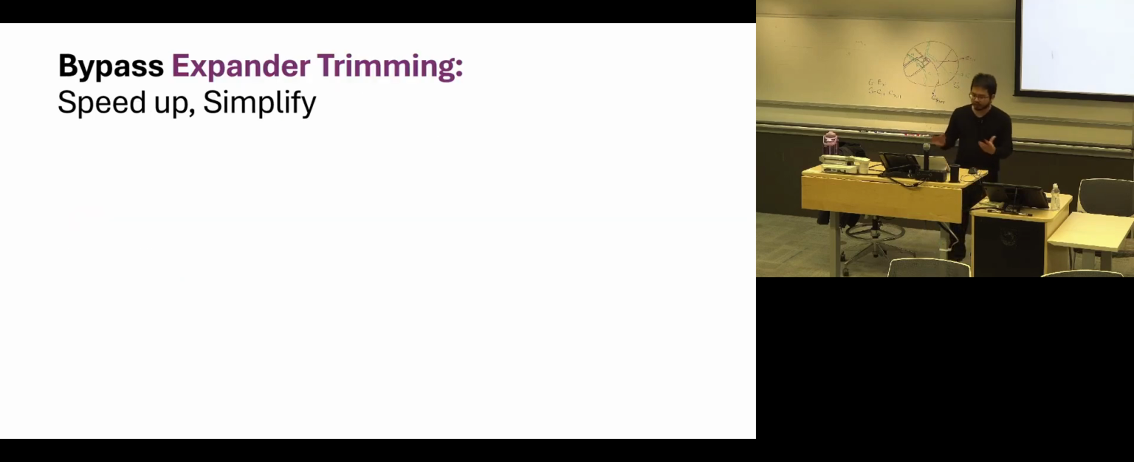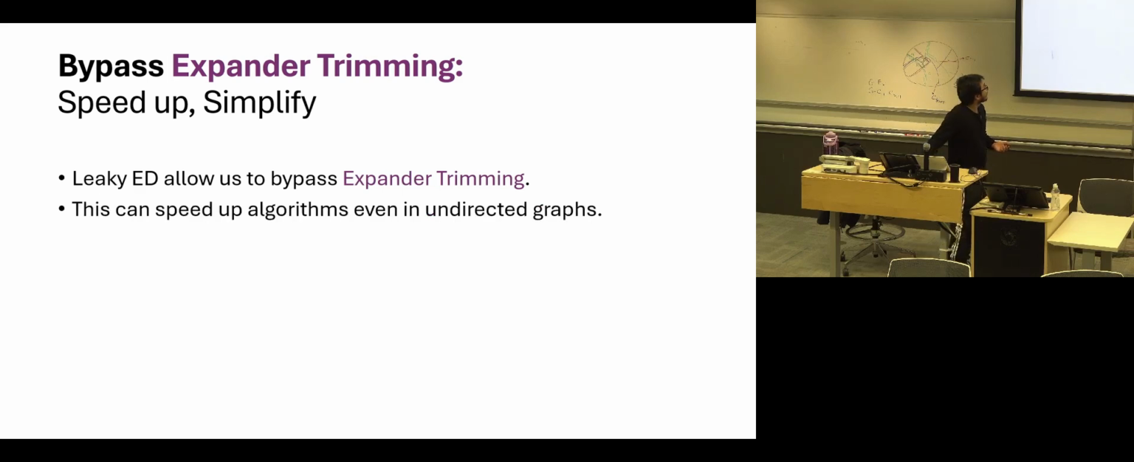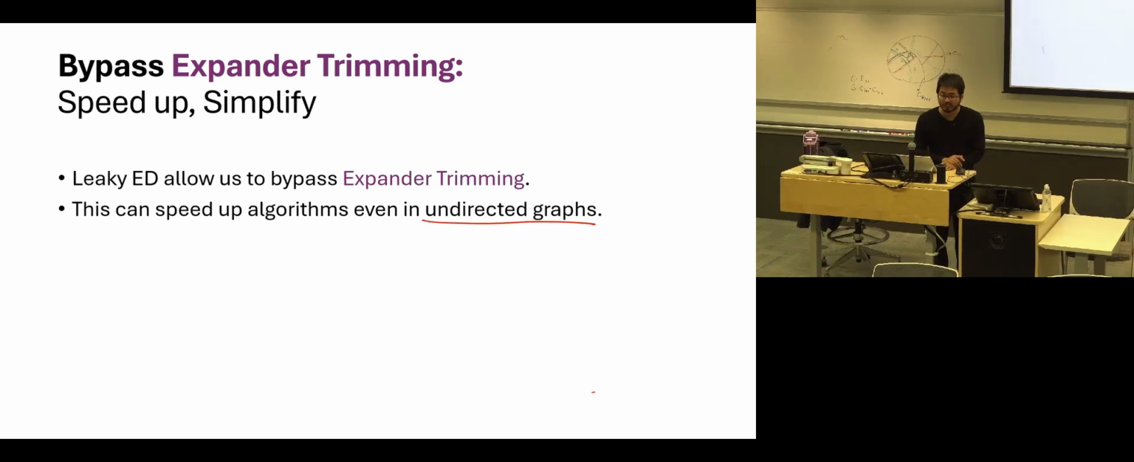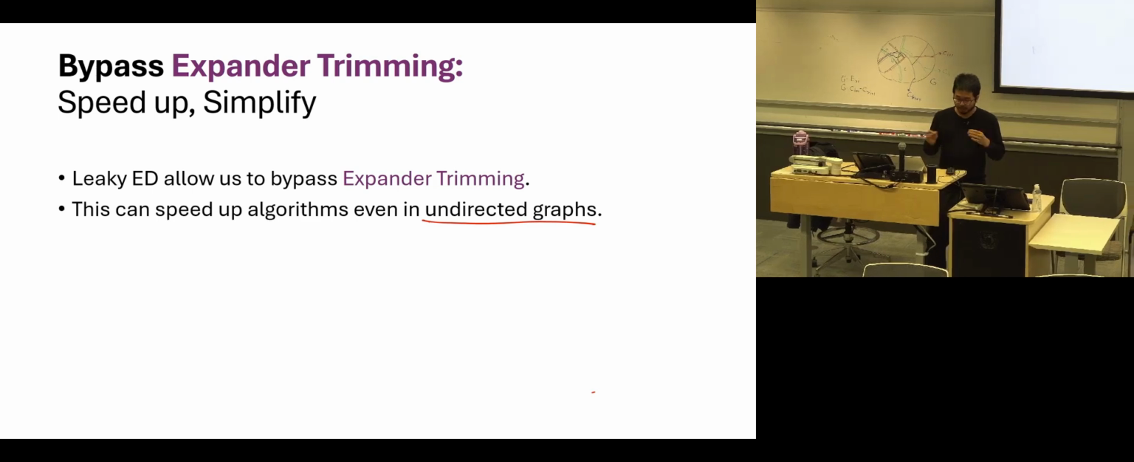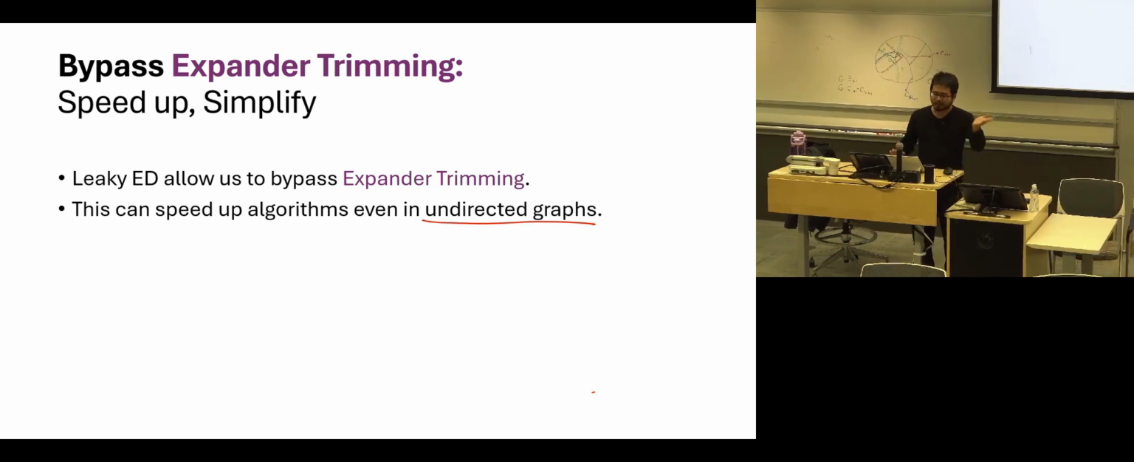So what did we do so far? We basically see that leaky ED can bypass expander trimming. It speeds up and it simplifies things. You can use this to speed up the algorithm that we learned in undirected graphs too. If you just want undirected leaky expander decomposition, you can skip expander trimming. And you can see that, for example, because the balance parameter is better, everything is going to be a bit faster. You're going to get a speedup of at least log square in running time.